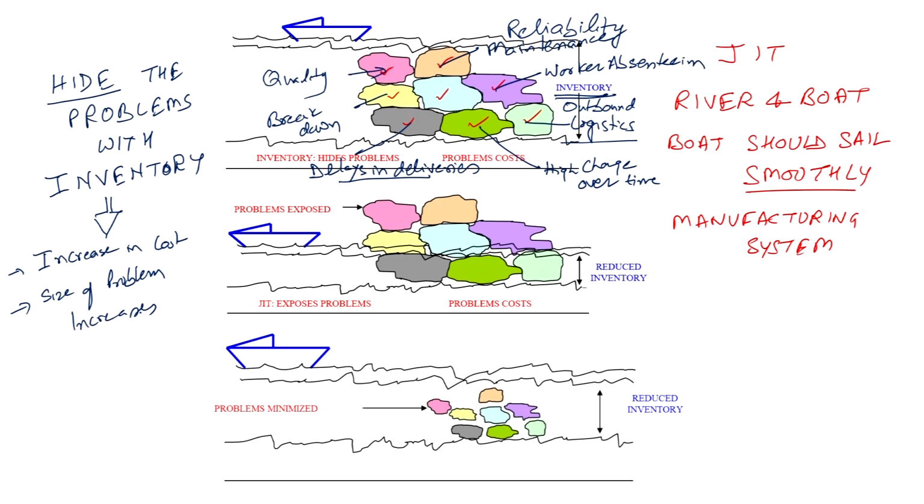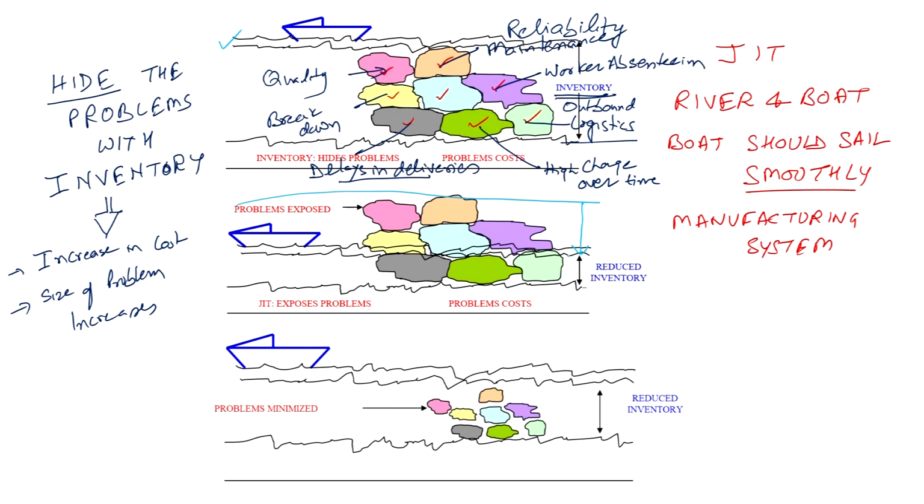So, what do we do in a JIT environment? If I have decided this is my initial stage, and I decide to implement JIT, what can I do? The JIT solution to this is to deliberately reduce the inventory level. Earlier you were having a higher inventory level, you were having this kind of inventory level, and you deliberately bring it down to this particular level, a lower level of inventory.